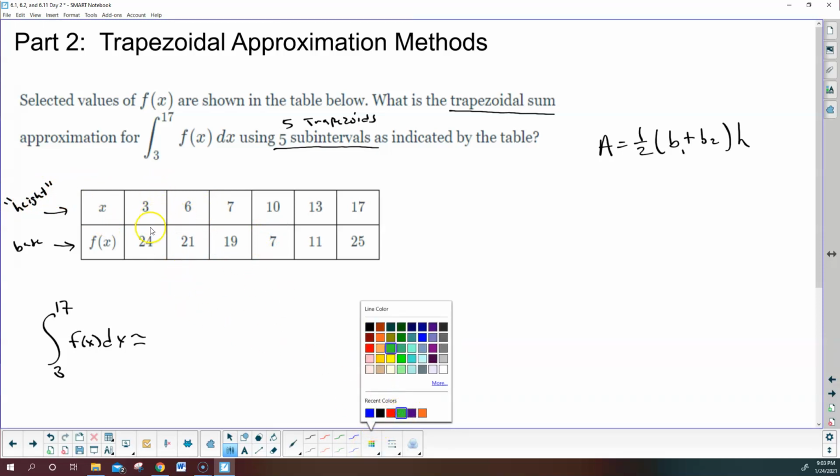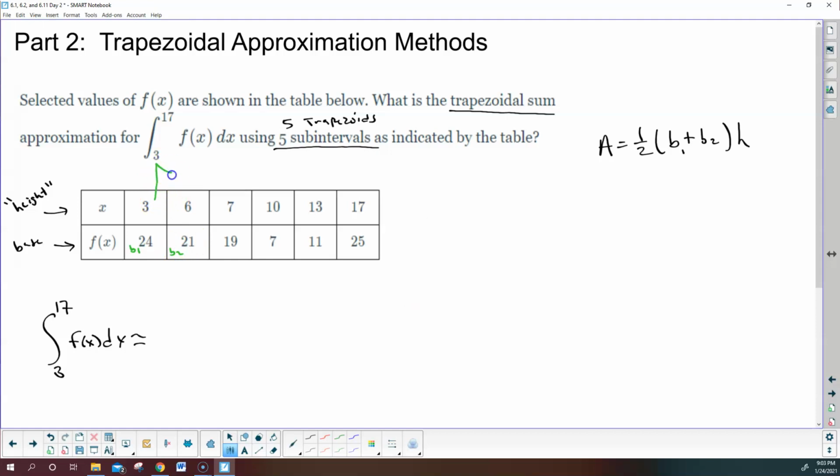So let's try it. Well, notice this base 1 goes up to 24 and this base 2 goes to 21. So it's going to be taller on the left, a little bit shorter on the right. And then it would be a 24 by 21 trapezoid. And then the width or the height is the distance between the x's, which is 3. So what would I do? I would do 1/2 base 1 plus base 2 times the height. The width is from 3 to 6.